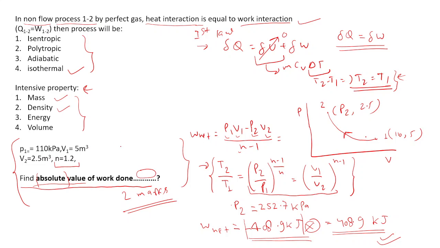For this question, the steady flow process equation will be used: dq equals dh plus dw. That is the most generalized steady flow energy equation, but for the reversible process, one more equation is there: W equals minus integral of VdP. And how did we find that dw is equal to PdV for a closed system?